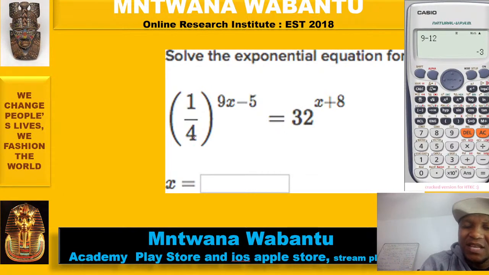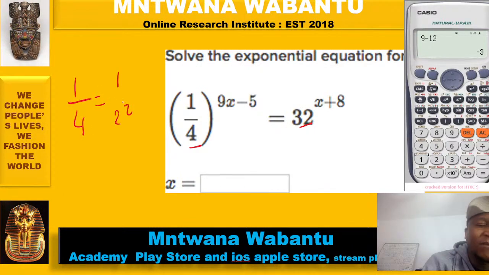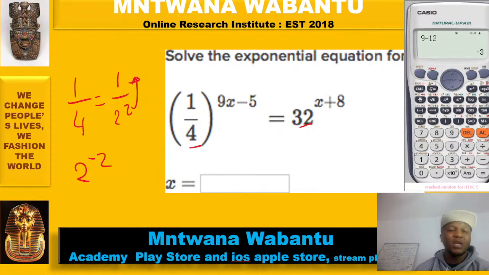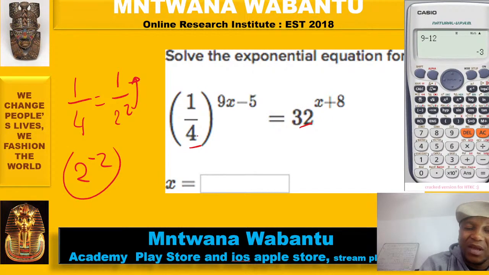So this is 32 and this is 1 over 4. So I must put them in power 2 in my opinion. Because when you say 1 over 4, this may say 1 over 2 squared. If the reciprocal is going to go to the top, it's going to become 2 power negative 2. So then I'm going to say all this stuff here is going to become 2 power negative 2.